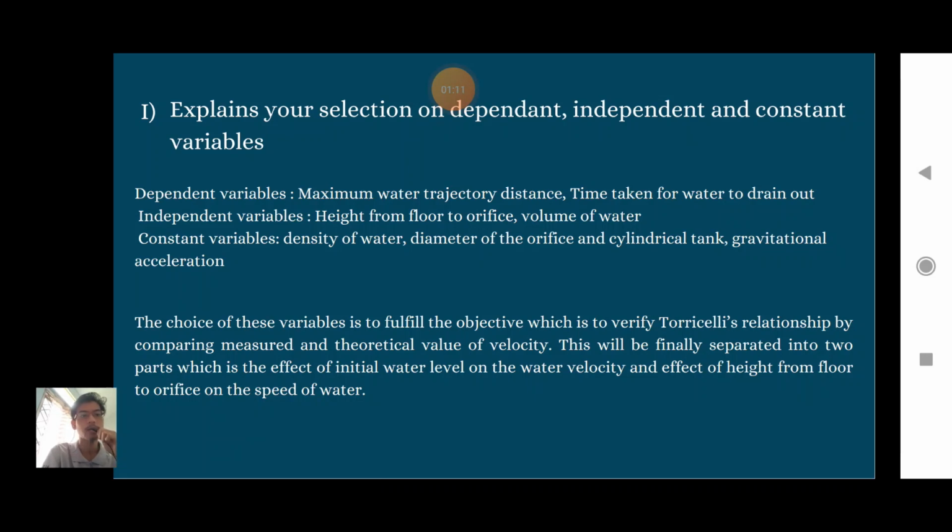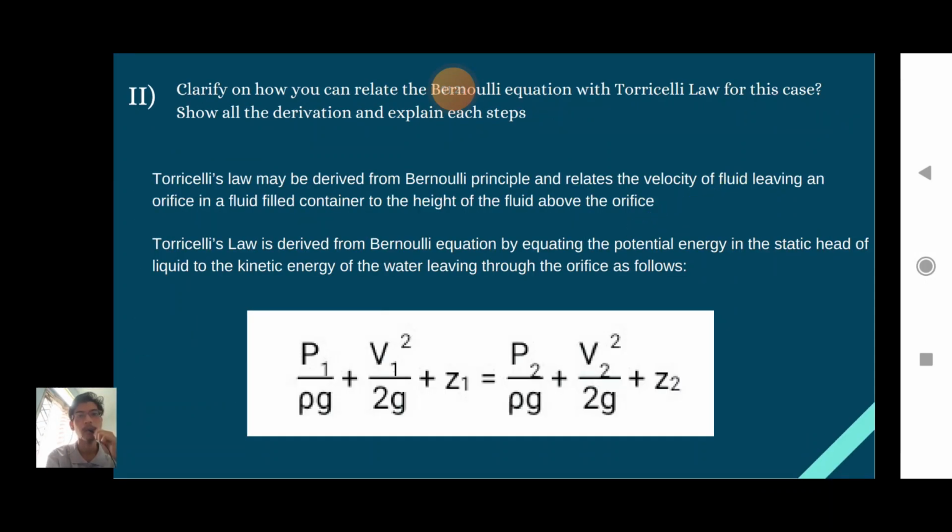This will be finally separated into two parts, which is the effect of initial water level on the water velocity and effect of height from floor to orifice on the speed of water. Clarify on how you can relate the Bernoulli equation with Torricelli's law for this case. Show all the derivation and explain each step. Torricelli's law may be derived from Bernoulli principle and relates the velocity of fluid leaving an orifice in a fluid-filled container to the height of the fluid above the orifice.